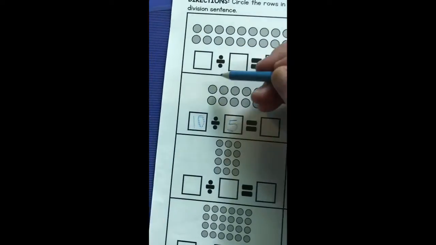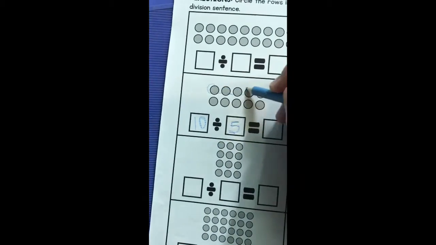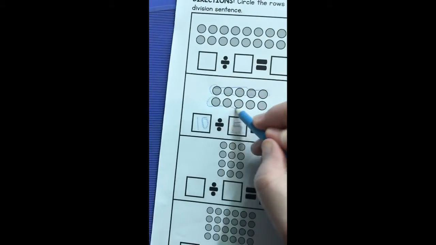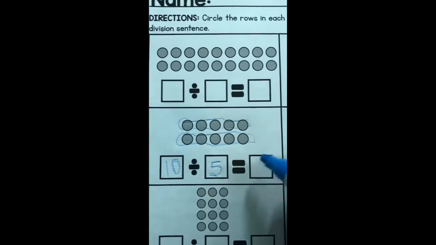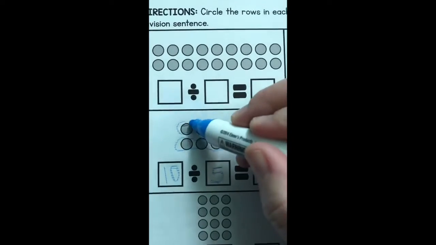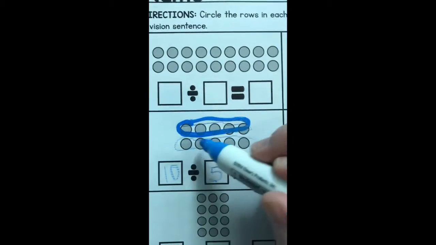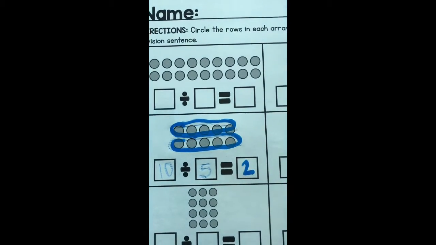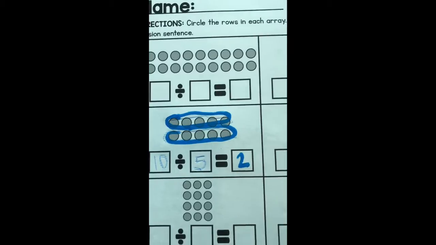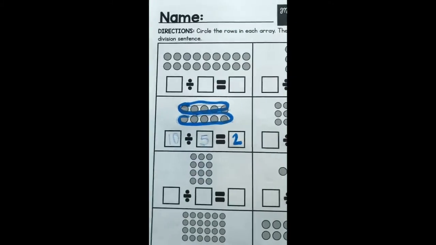And then I'm going to circle my rows. There's 1 row, and there's a 2nd row. And how many rows do I have? I have 2 rows all together. Just circle that so you can see it a little bit better. 1 row, 2 rows. So 10 divided by 5 equals 2. Let's look at some of the other examples that you're going to see in your book.